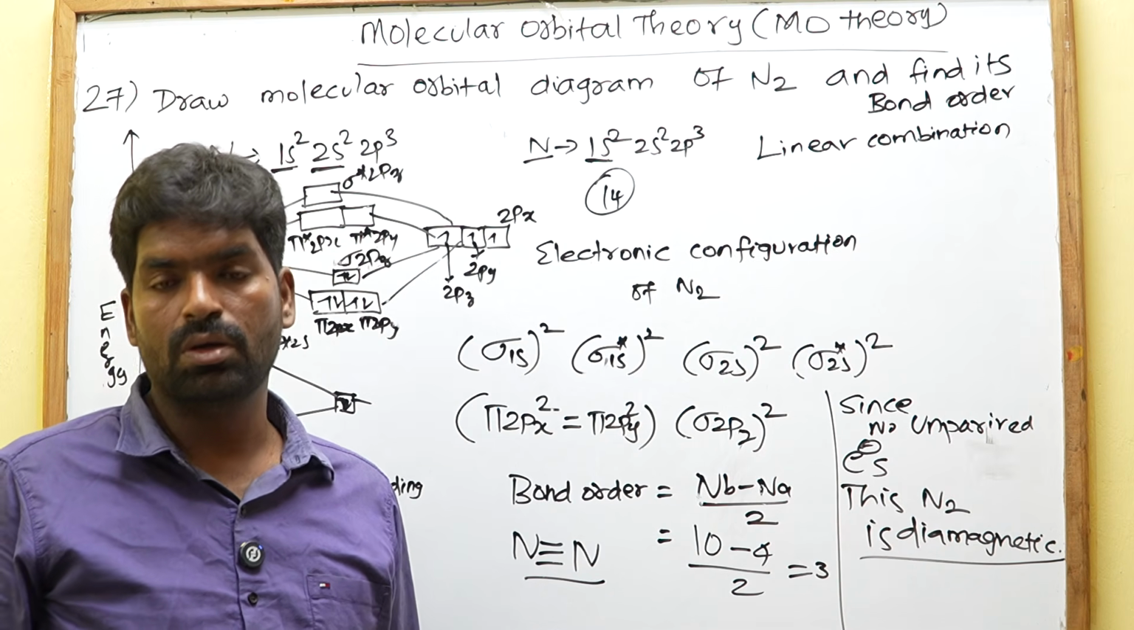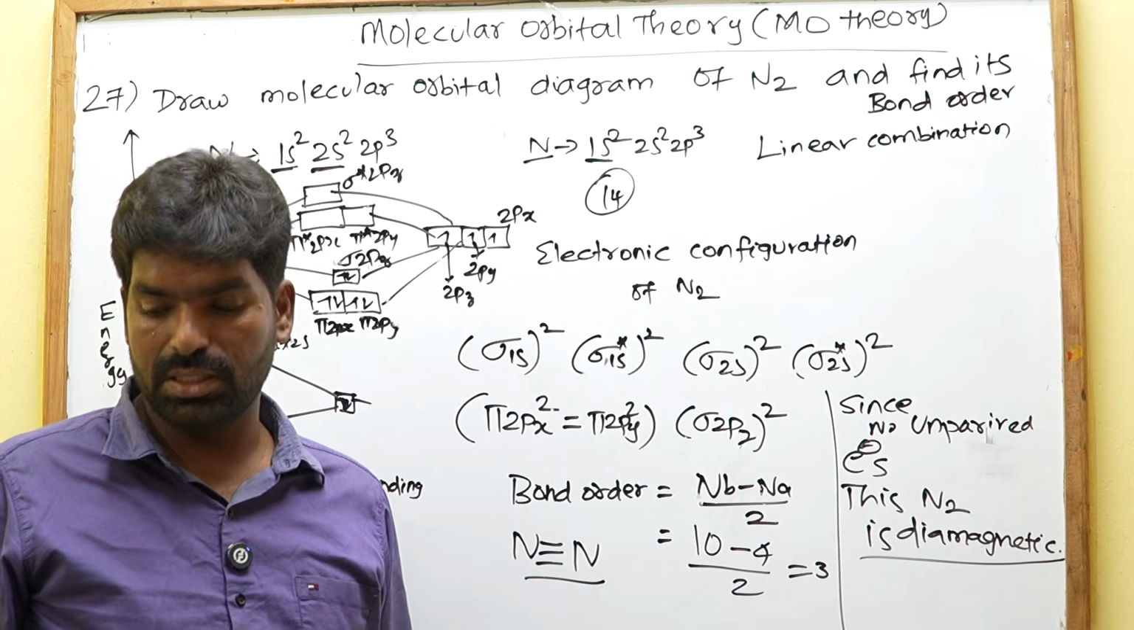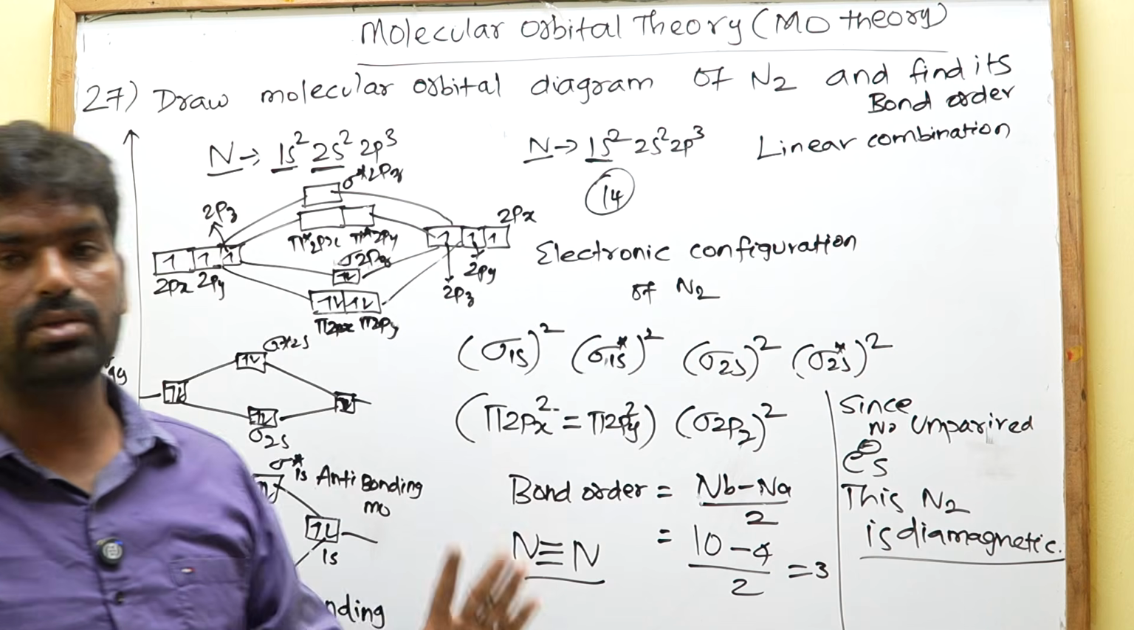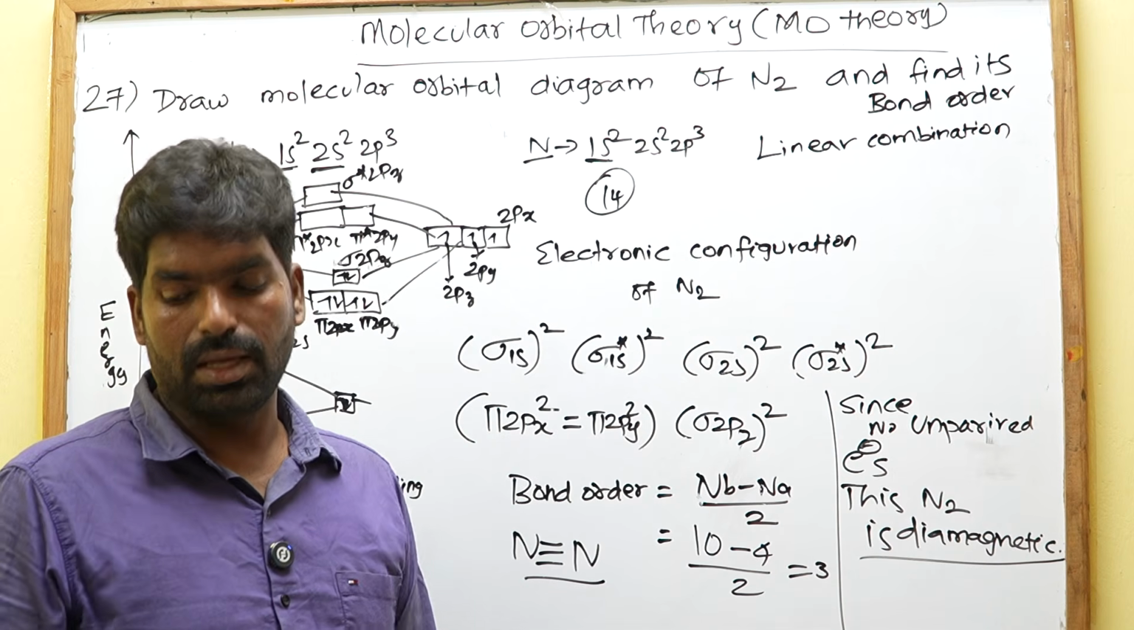We also have to understand other species. This molecular orbital diagram is not only for dinitrogen. We have several examples. We will study them in subsequent videos.